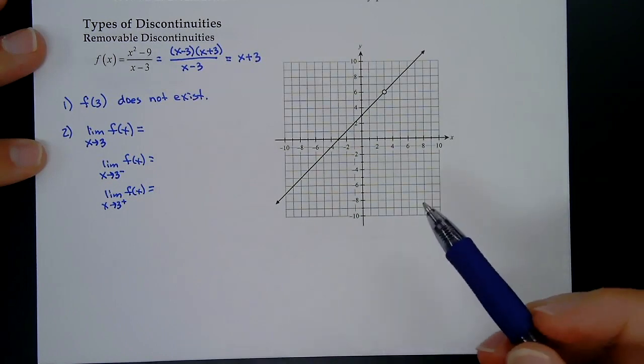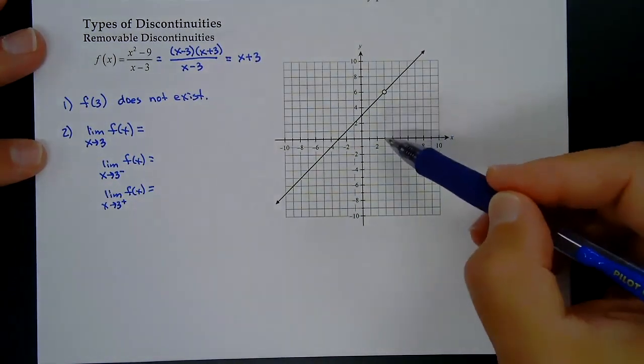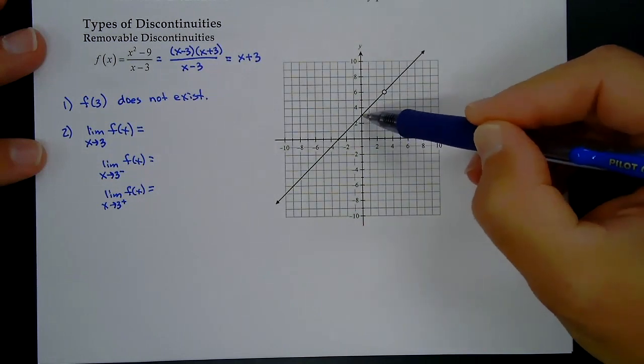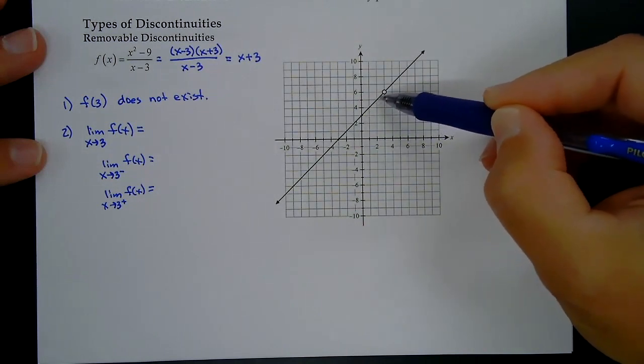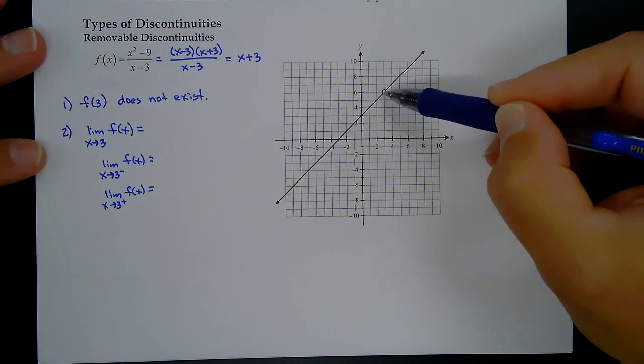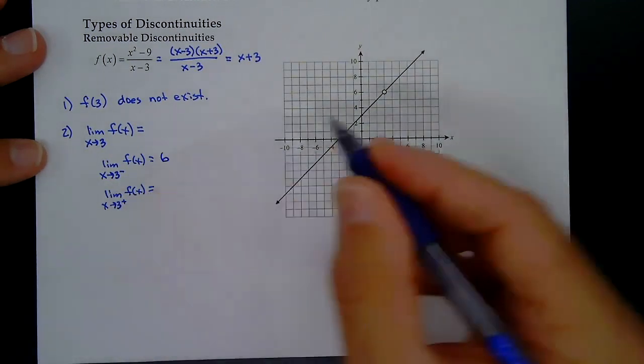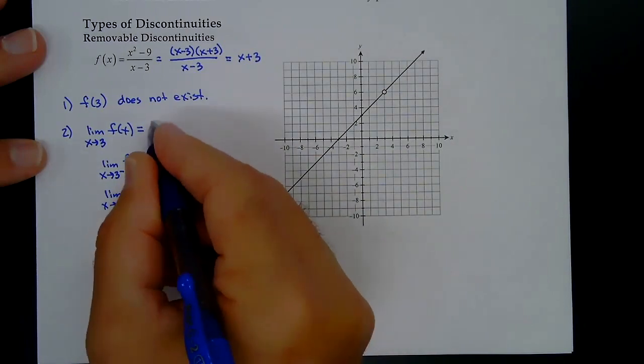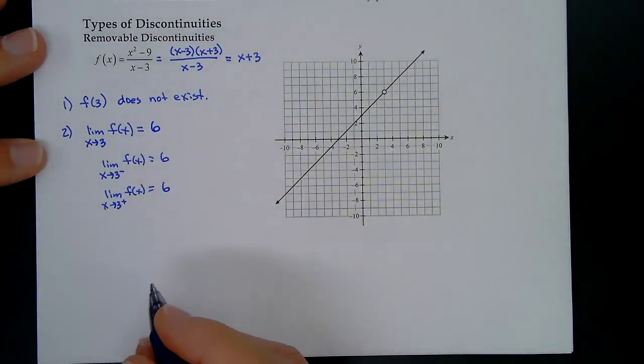All right, and if we can read it off the graph, if we approach 3 from the left, okay, so right here's 3. If we're on the graph, if we approach 3 from the left, it's going to get closer and closer to the open dot right there, which is 6. And if we come from the right, it would also be 6. Okay, those are in agreement, right? So this is equal to 6.